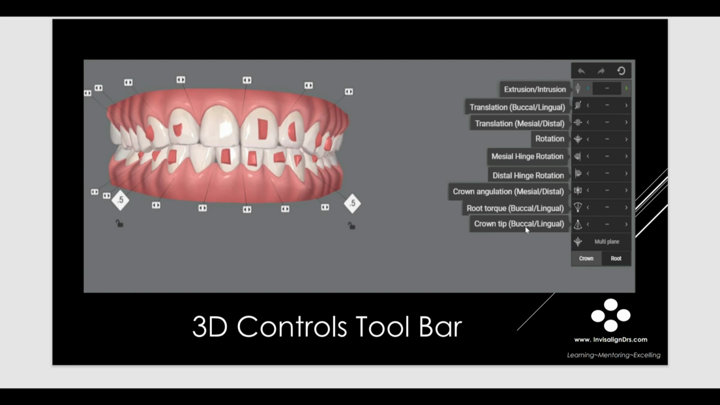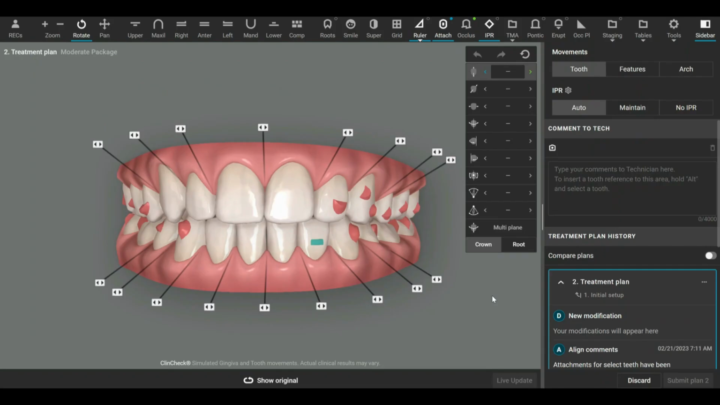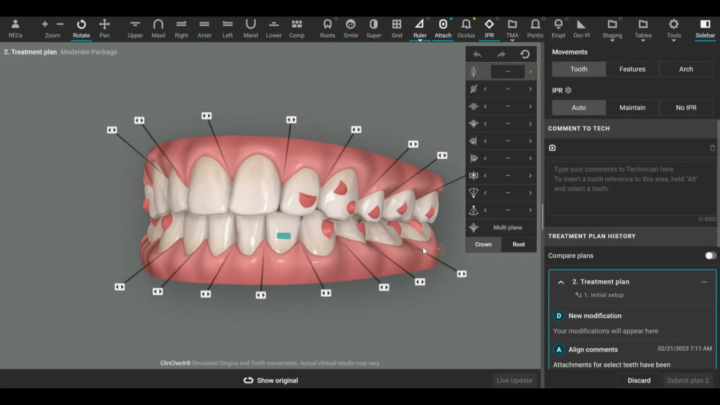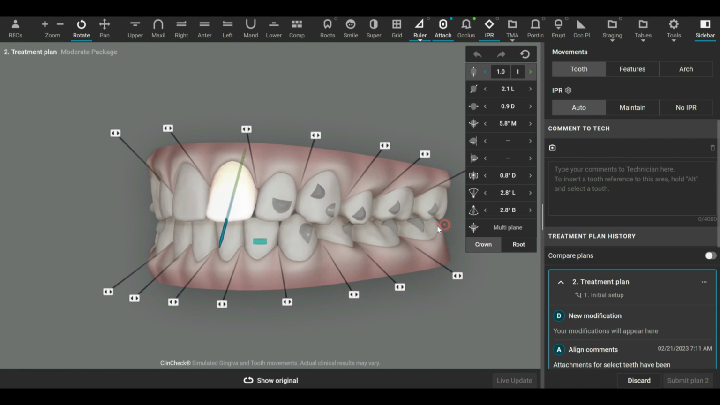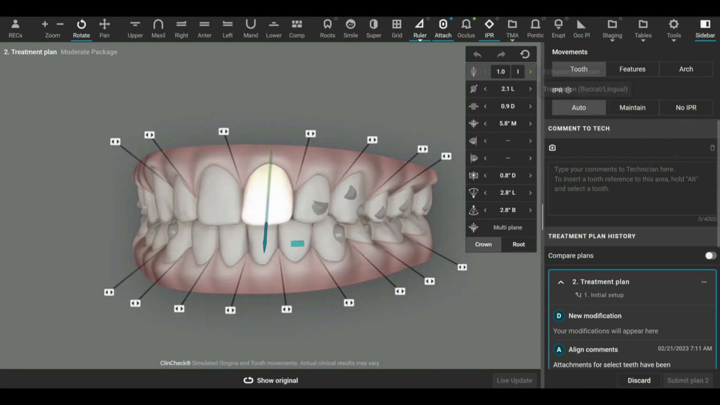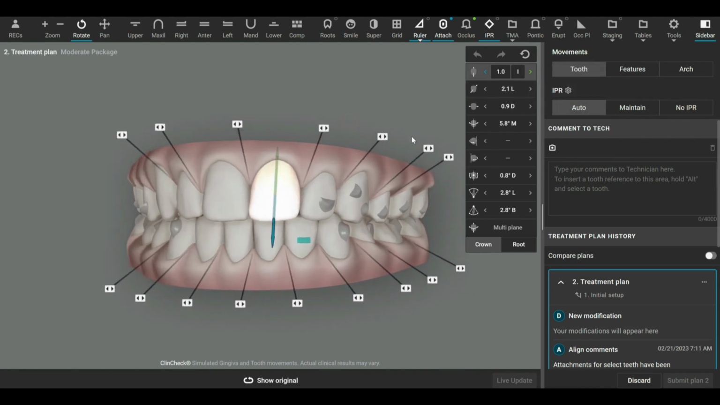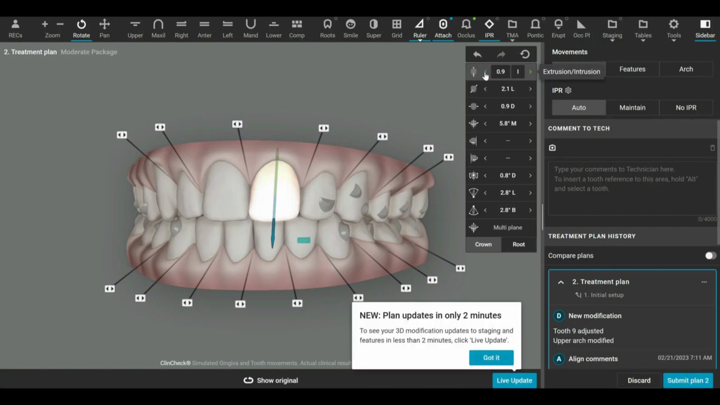Next, I'm going to show on a live treatment plan. I'm going to demonstrate these movements. Okay, so here's a live treatment plan, and I've opened the 3D control bar right here. And let's look at tooth number 9 right here, okay? So tooth number 9, you can see that programmed into this treatment plan is 1.0 millimeters, and the icon indicates there's programmed intrusion.